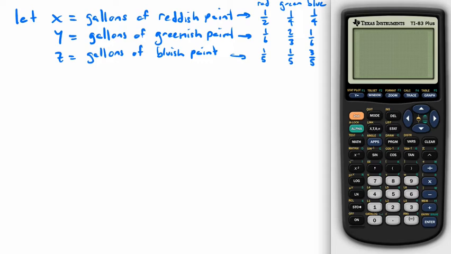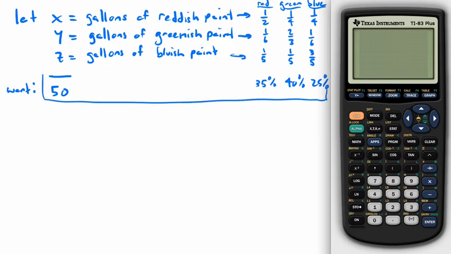It's an informal table. What the customer wants, we were told, is 50 gallons, that's going to relate to the X, Y, and Z, of a 35% red, 40% green, and 25% blue. That's going to relate to red, green, and blue up here. So this is what we want to make right here.